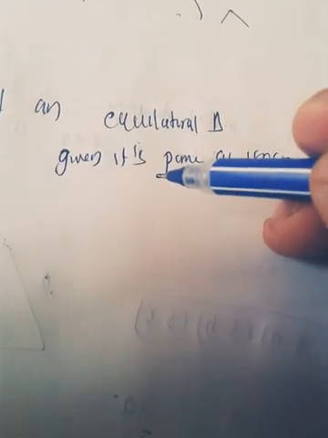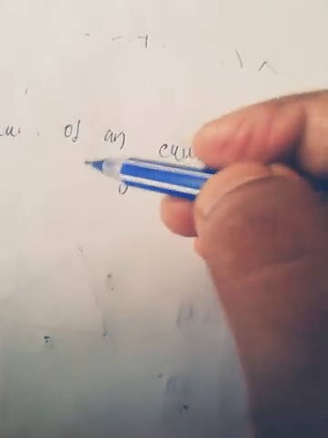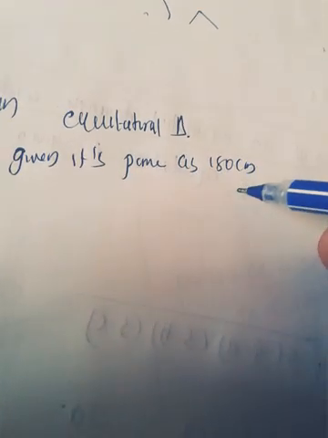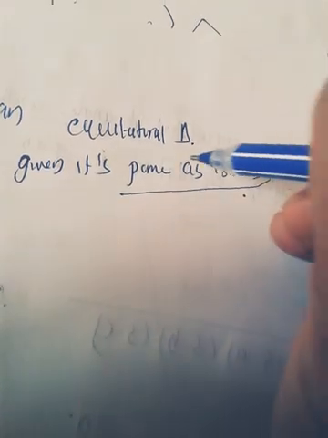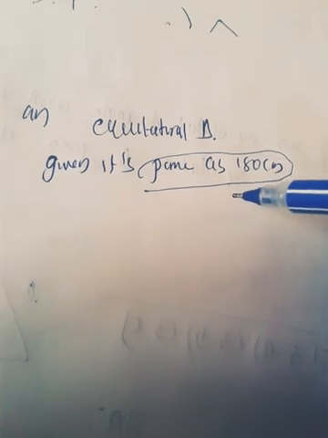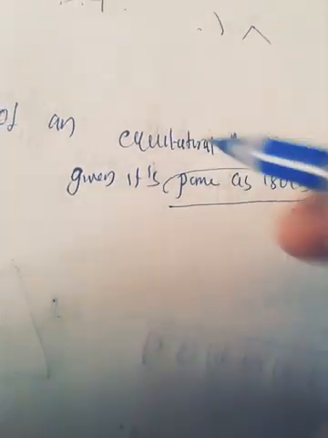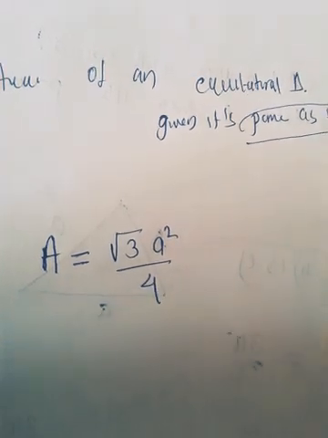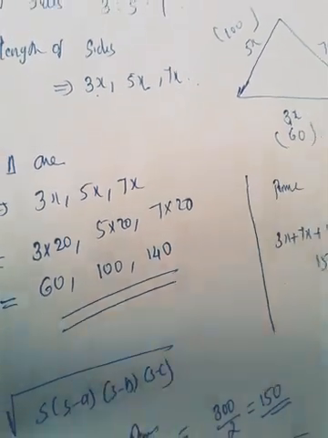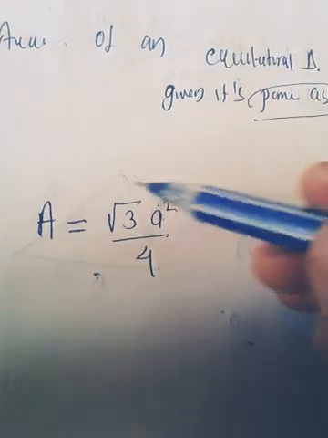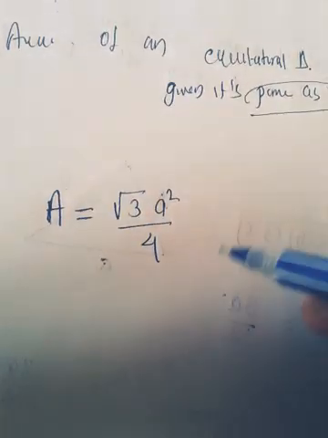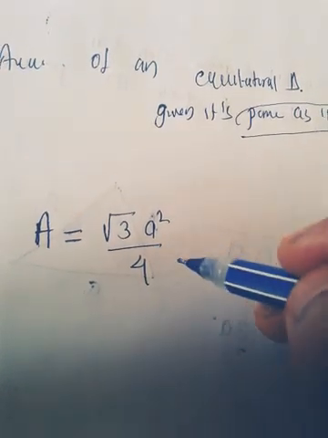Okay. Exercise 12.1, first question. What this question says, we are supposed to find out area of an equilateral triangle. Perimeter is given as 180 centimeter. In an equilateral triangle, perimeter is given as 180 centimeter. We are supposed to find out area of an equilateral triangle. See, just now we learned that area of an equilateral triangle is root 3 a square by 4. This is the formula for calculating area of an equilateral triangle. So here the question is to calculate area of an equilateral triangle, so just apply this formula.